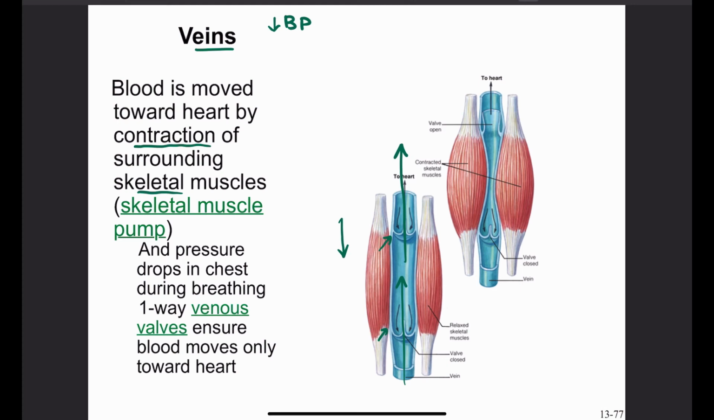When we contract our muscles, it helps push blood through our venous system because the blood pressure is so low here. And so that's another reason why people say exercise increases circulation. It does increase circulation in other ways, but this is a big way in which when we contract our skeletal muscles, it does cause movement of our venous blood.